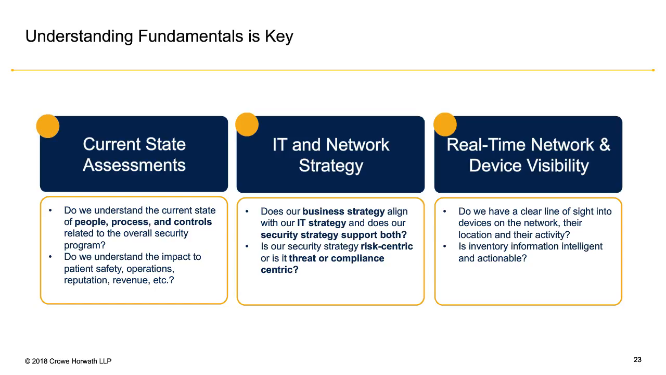So the second piece of that equation really starts to head to kind of this IT and network-oriented strategy. And so, again, what are some things you want to consider here? So does our business strategy align with our IT strategy? And does security really support both of those things? Is our security strategy risk-centric, or is it threat and compliance-centric?